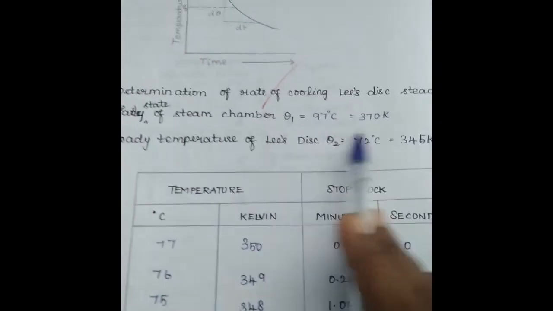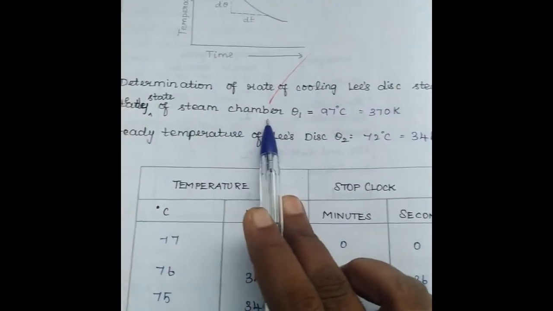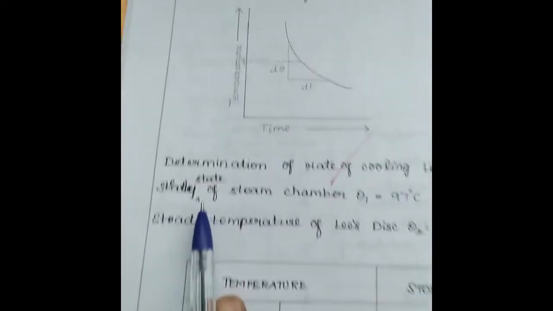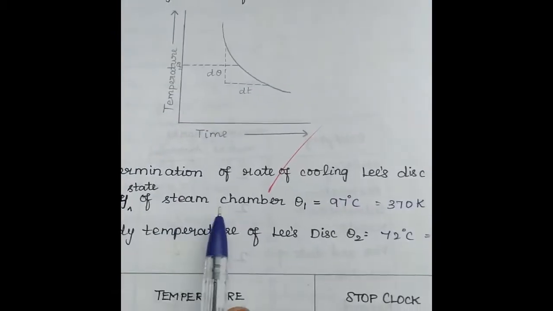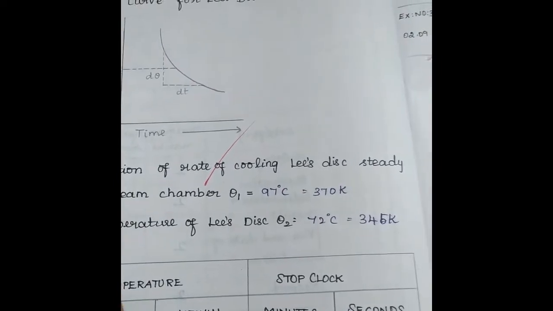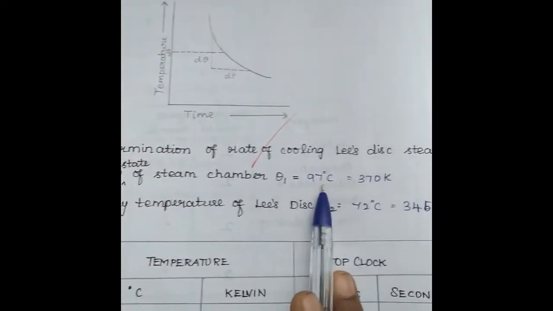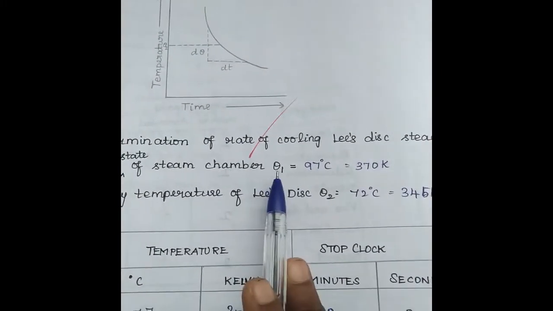What is this? This is the steady state temperature of the steam chamber. What is steady state temperature? It is the maximum temperature that is attained by the steam chamber. It is constant with respect to time. So at whatever time you check the temperature, it will remain constant at 97 degrees Celsius. So that represents the steady state temperature of the steam chamber, which is taken as θ1.